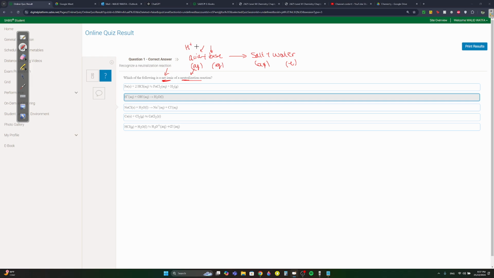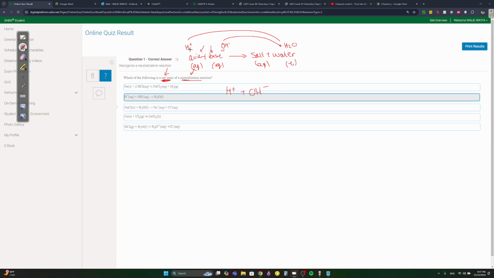Acid has H plus, base has OH minus, right? The H plus turned into water, H2O. You guys know this. It was aqueous, it turned into liquid water, right? So would you put it in your net ionic? Yes. The base was OH minus, then it turned into liquid water. It was aqueous, turned into liquid. So would you put it in your net ionic? Of course you would, because it was aqueous, became liquid.